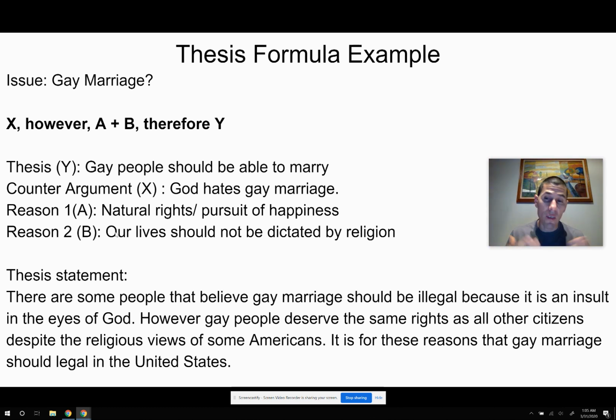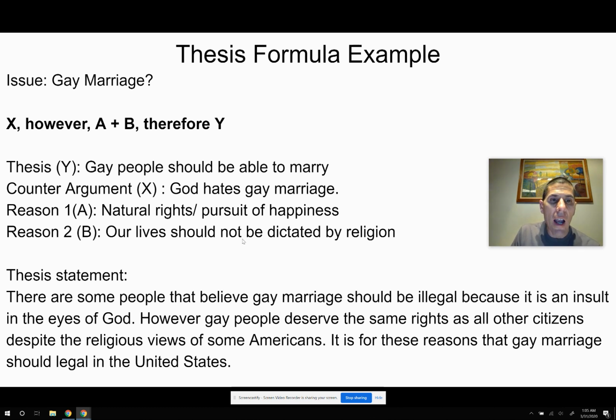Where that line is, that's debatable. So those are the two reasons I will argue I'm correct. Okay, so what does that look like when we put it together? Here, we'll start with our counter argument. There are some people that believe gay marriage should be illegal because it is an insult in the eyes of God. We put that there first.